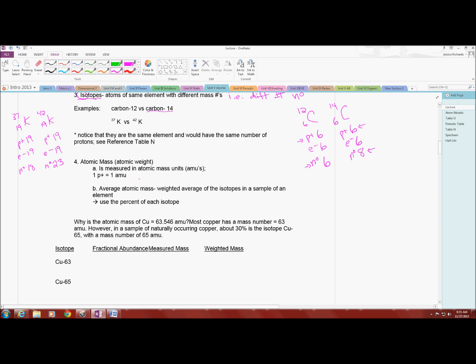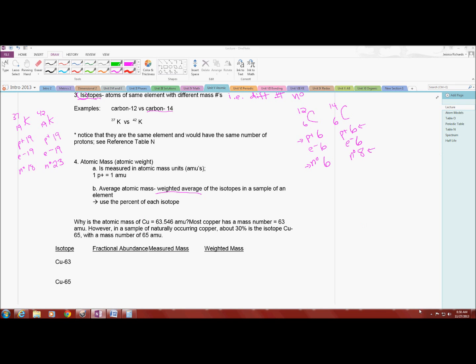So why then on our periodic table do we have decimals for their mass unit? And that's because the atomic mass is a weighted average. It's a weighted average, and it's based on the percent of these isotopes that exist in nature. So we're going to practice doing weighted averages next.